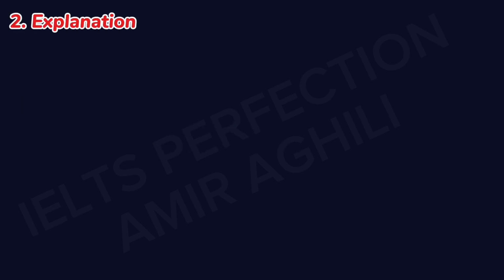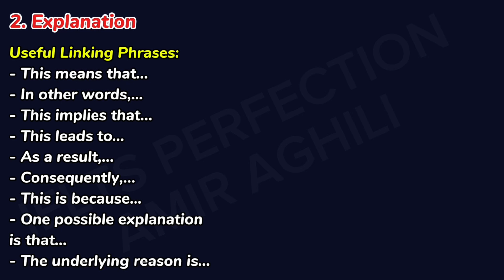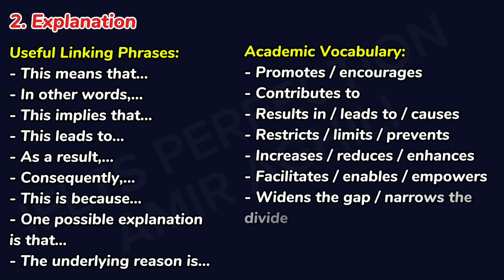Phrases for explanation. This means that. In other words, this implies that. This leads to. As a result. Consequently. This is because. One possible explanation is that. The underlying reason is. Promotes, encourages, contributes to, results in, leads to, causes, restricts, limits, prevents, increases, reduces, enhances, facilitates, enables, empowers, widens the gap, narrows the divide.